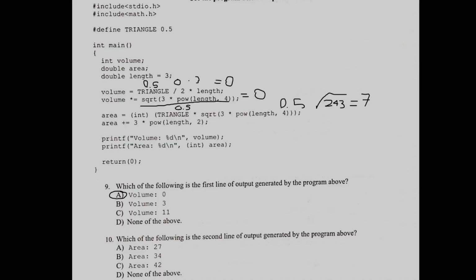All right, moving on to the second line, we're going to add to that 7, 3 times 3 to the power of 2, which is 9, times 3 is 27, so this is going to be equal to 7 plus 27, which is equal to 34, and that gives us our answer, B.